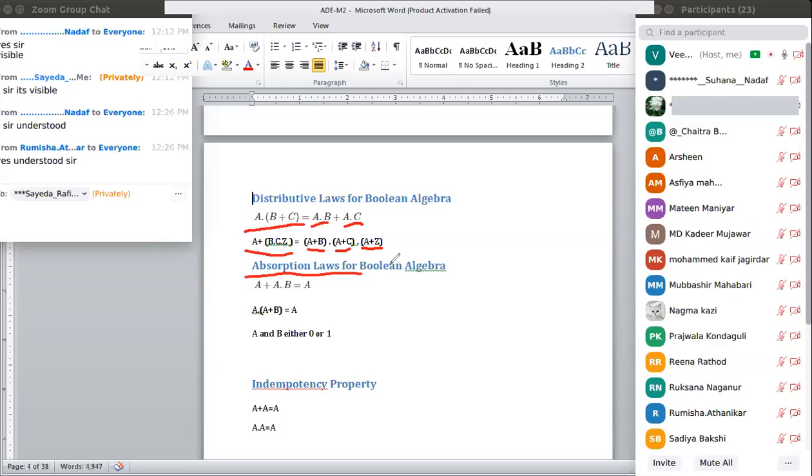Then absorption law. See, a plus a dot b. Now here a is the same thing, one variable is already there, so we will get the value a only. If I go for a plus a dot b or a dot a plus b, both are opposite to each other. Wherever OR is there we have put AND, and where AND is there we have put OR, but always the output is a for these types of expressions.